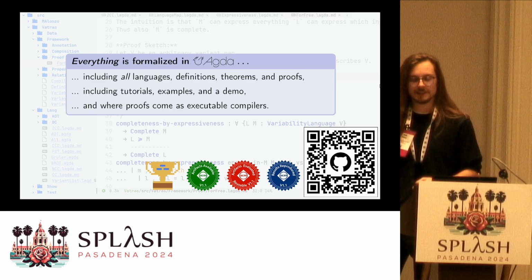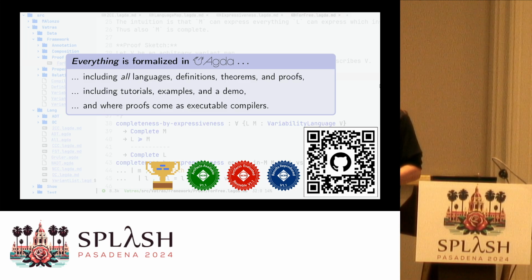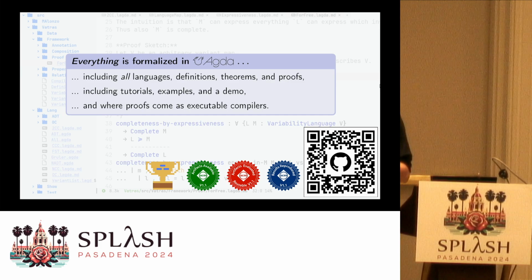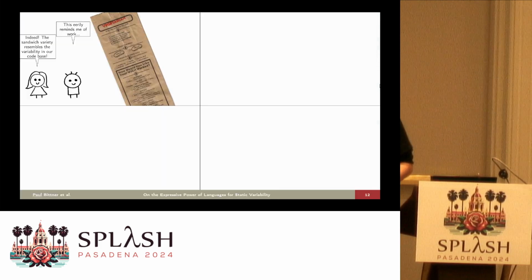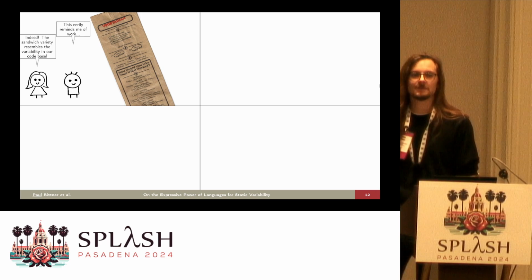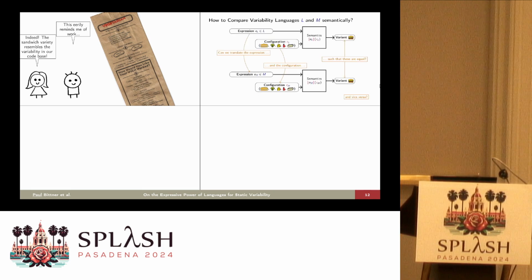And the nice thing is, because this is intuitionistic logic, every proof comes indeed as an executable compiler. So we really have to show that everything works. So you can run the code, translate data sets, for example, and I invite you to have a look at our GitHub repository. So in summary, we witnessed some software developers having troubles with variability in the code.